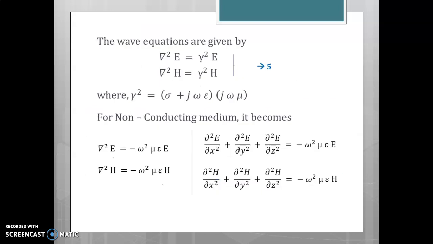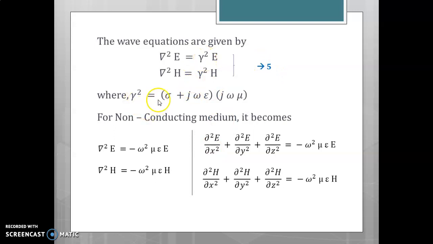So now coming to the wave equations. The wave equation is a second order partial differential equation. It describes the behavior of electromagnetic wave propagating in a medium or in vacuum. This del square represents the Laplace operator given by dou square by dou x square plus dou square by dou y square plus dou square by dou z square. And gamma represents the propagation constant.